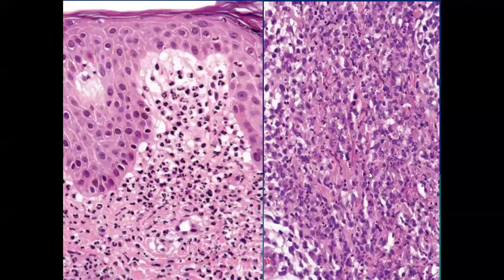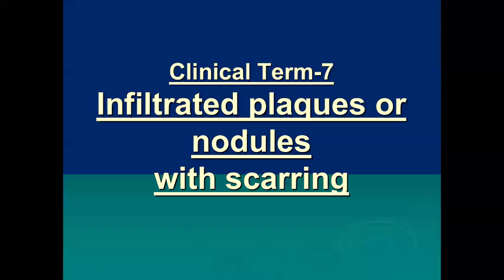This is again an infiltrated plaque seen on the forehead, and we have taken the biopsy, and the biopsy reveals lots of neutrophils within the dermis, upper and lower dermis, with lots of dermal edema. There is not much involvement of the epidermis, which may be involved, and this appearance is typical of Sweet syndrome. So Sweet syndrome can also present as an infiltrated plaque or nodule.